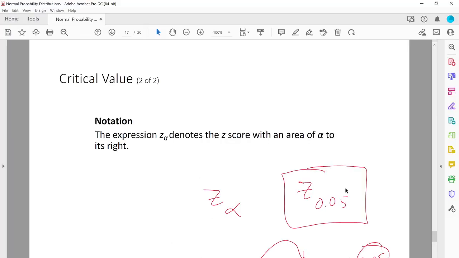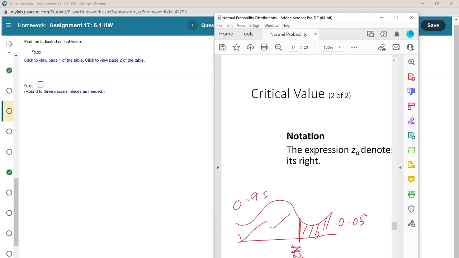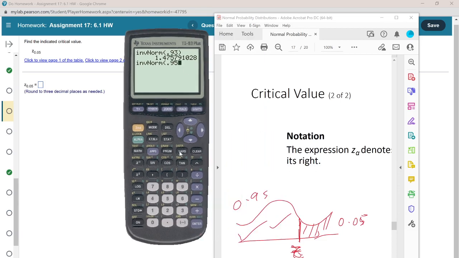If the area to the right is 0.05, we want to find this Z-score such that the area to the right of it is 0.05, which is 5%. So what is the area to the left? If to the right it's 0.05, to the left it should be 0.95, because the total area is 1. To find the Z-score, we can again use the same inverse norm function, second variable number 3, invNorm, but we need to put 0.95 because that takes the area to the left of the Z-score. So the answer is 1.644, and if you round it to 3 decimal places, it's 1.645.